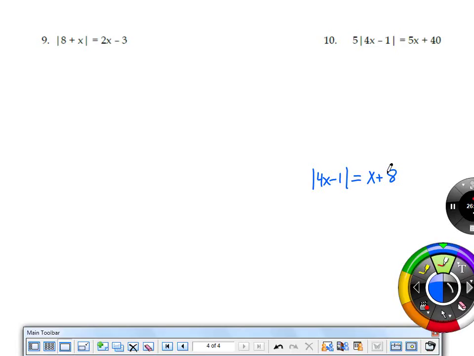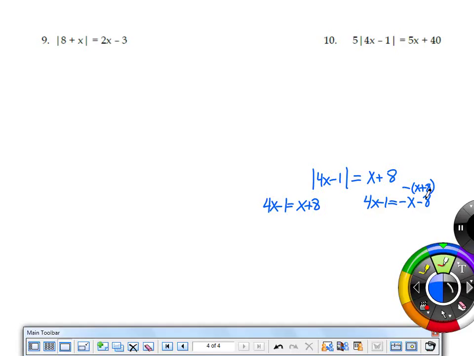Okay? So we're going to split this into its 2 parts, even though we don't know if it has a solution or not. So one is going to say 4x minus 1 equals, we're going to pretend like that's a positive thing, x plus 8, exactly what it says. And the other one is going to say 4x minus 1 equals the opposite of that. What is the opposite of x plus 8? Yeah, the opposite of x plus 8 is negative x minus 8. Like the opposite's been applied to everything that was on the other side.